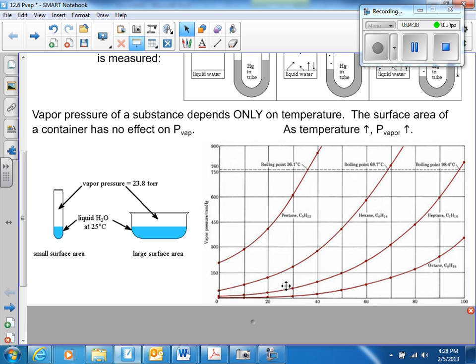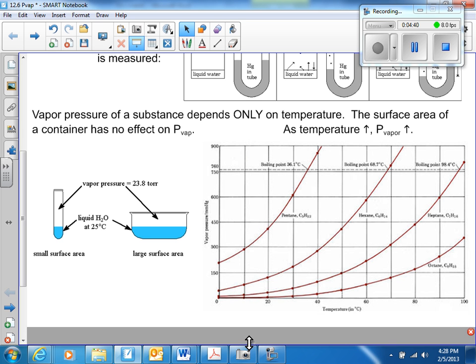Okay, this graph on the right side is showing you temperature is increasing along the x-axis, and vapor pressure, I believe that says millimeters of mercury, is increasing along the y-axis. And there are different chemicals. We have pentane. So notice as temperature goes up, vapor pressure goes up. So pentane is here, here's hexane, here's heptane, and here's octane.